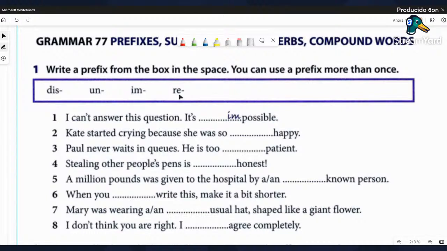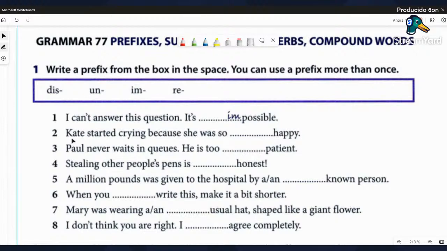We already have the number one. It says, I can't answer this question. It's impossible. How do you know it's the correct word? Well, it's vocabulary, guys. So we have to make sure we remember these words or how to write them. That's why we need to practice a lot in order to get them. Okay, well, so we have the number one already answered.